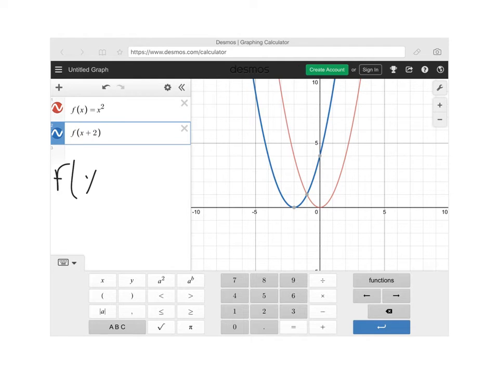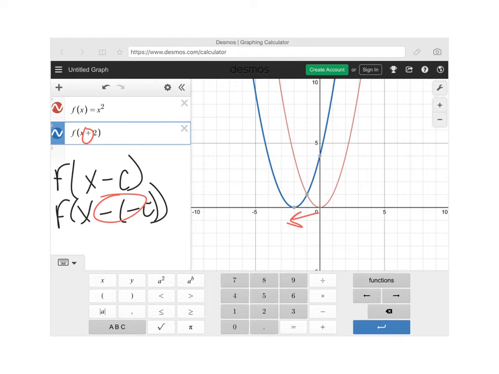All right, so we have x minus c. That means c had to be negative in order to get a plus here. So the rule has a subtraction sign in it already, and in order for that to be positive, c had to be negative. Well, negative numbers move us in the negative direction on the x. Okay, so I went 2 units this way.